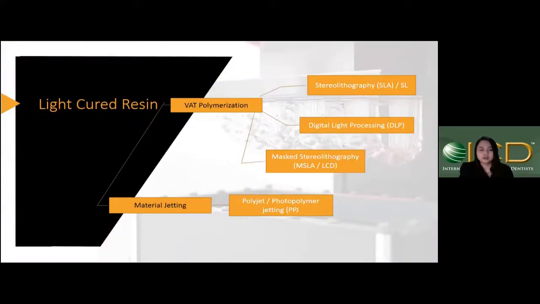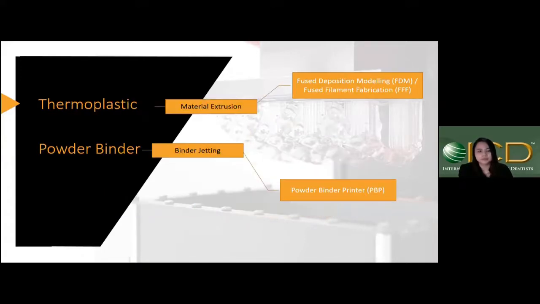If we classify it according to what type of materials we use, for light-cured resin, we can use vat polymerization or material jetting. For vat polymerization, there are three types. And this type of polymerization is the most widely used in dentistry. So I will discuss this in detail today, and also briefly explain about PolyJet.